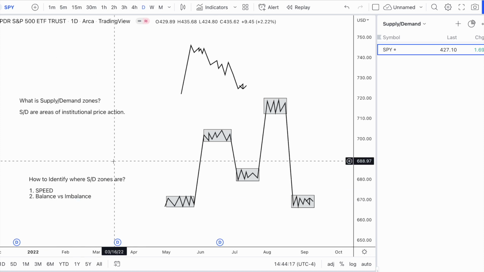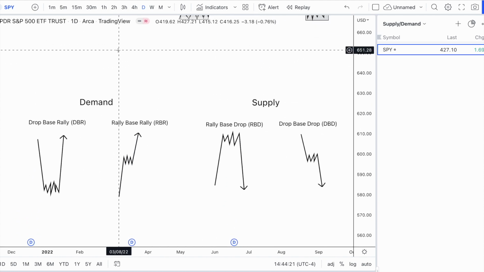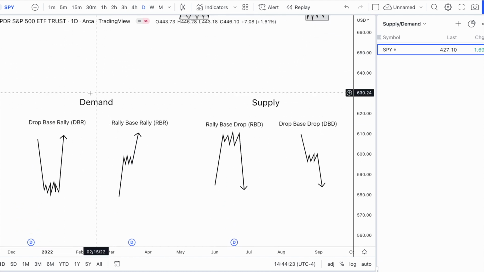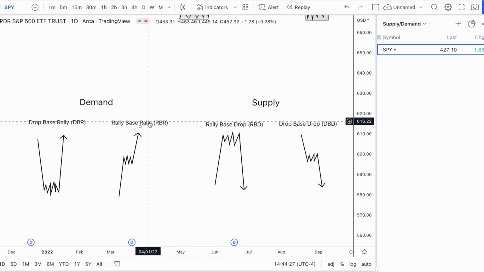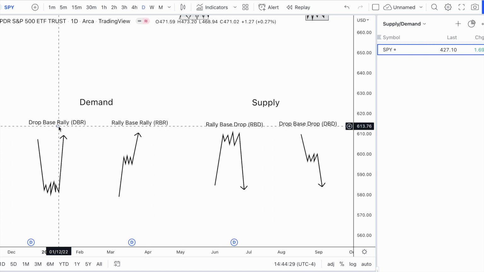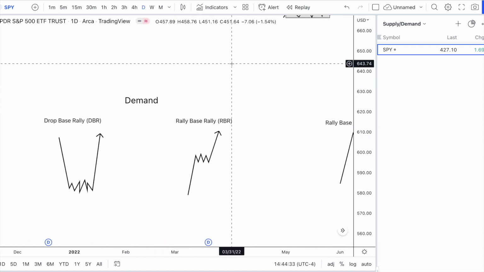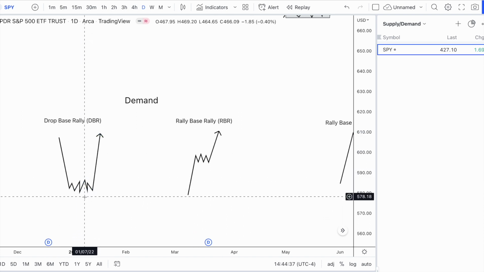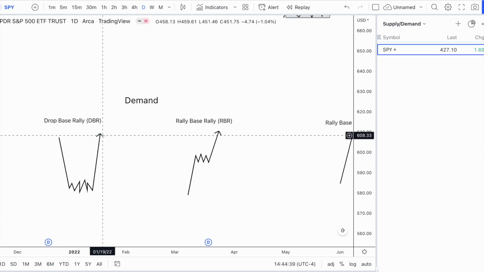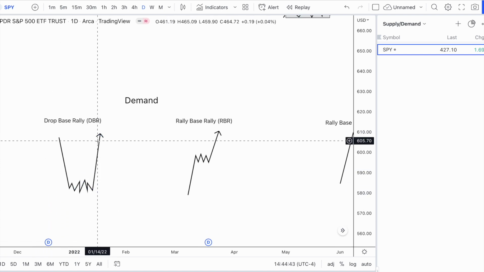So let's dive into the types of zones we have. There's 4 different zones, right? We're going to just stick with demand for now, and then I'll get into supply in a second. So we have something called a drop-base-rally and a rally-base-rally. So going back to what we said with balance versus imbalance, price drops, consolidates, and we have a fast price action move higher, right? That would be the rally.